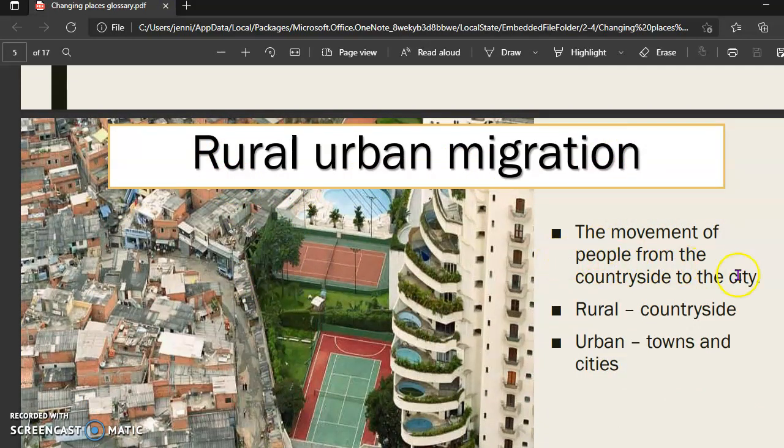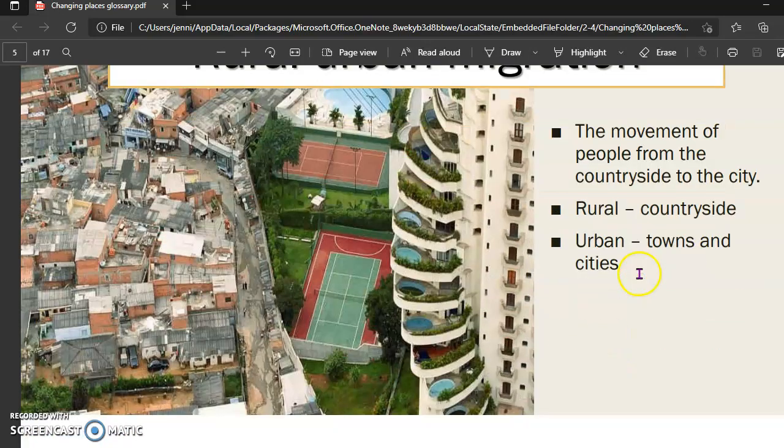All right, rural urban migration. That is the movement of people from the countryside to the city. Make sure you understand rural means the countryside and urban means towns and cities. You've got to feel confident with those two words, not getting them mixed up. If you don't feel confident with them yet, maybe add a couple of rows into your glossary, stick an image in there to help you. And that is a worldwide phenomenon, as we will see in the next couple of lessons.